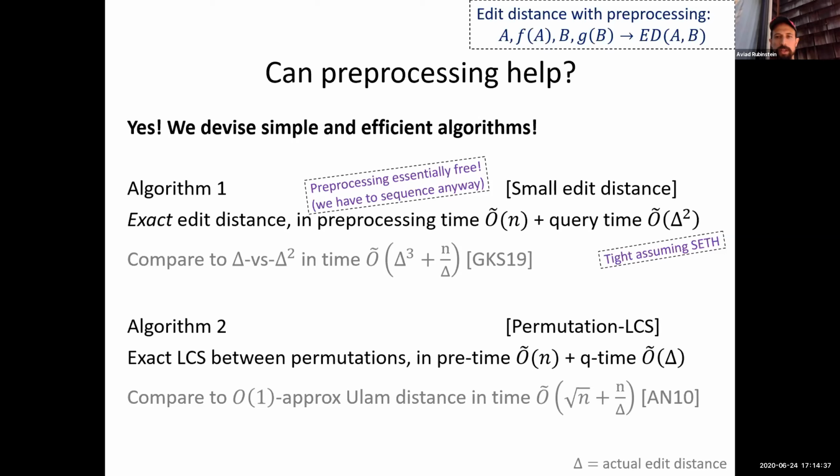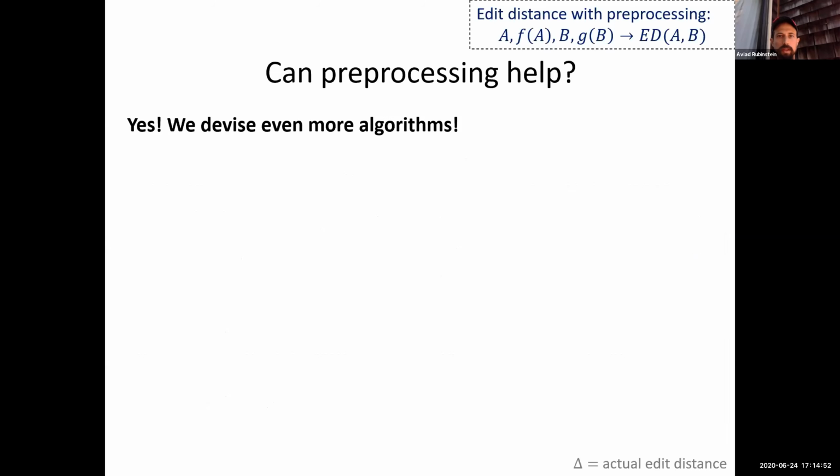For example, permutation LCS, this is a pre-processing analog of longest increasing subsequence. And here it's again a near linear pre-processing time, and the query time is improved from delta squared to order of delta, up to log factors. We have even more algorithms.